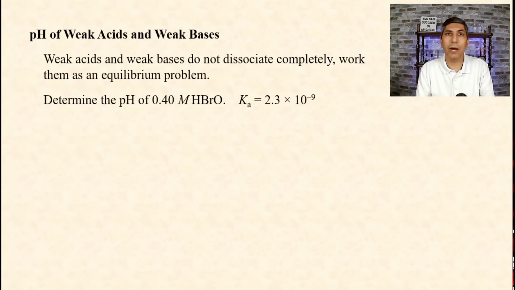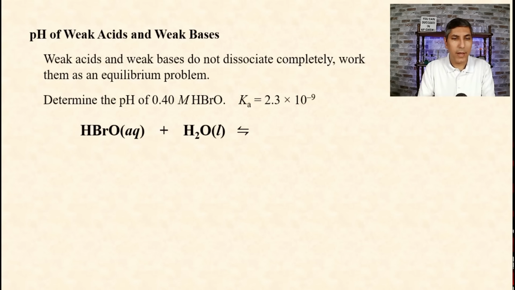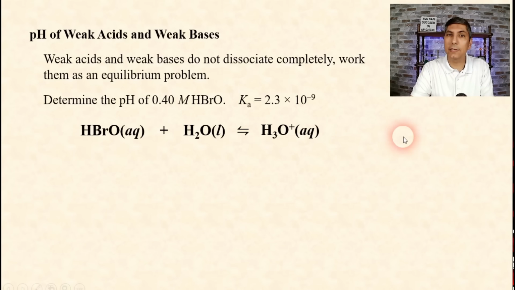Well, it would be helpful to write the equation. So we have the HBrO plus water, and we know that the products are going to be the conjugate acid of the base. The base is water in this case, so the conjugate acid is hydronium, and the other product is the conjugate base of the acid. The acid is HBrO, so the conjugate base would have to be BrO negative.